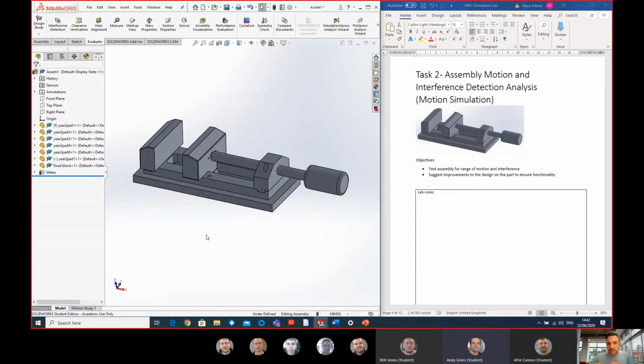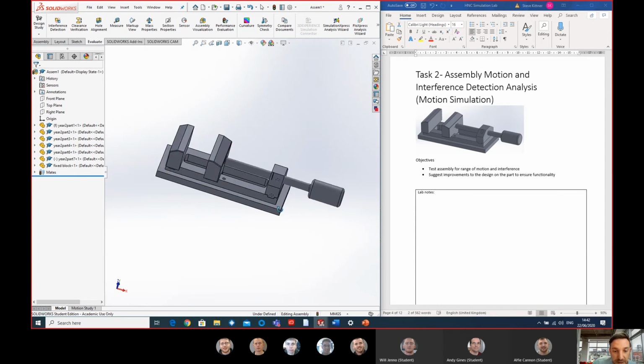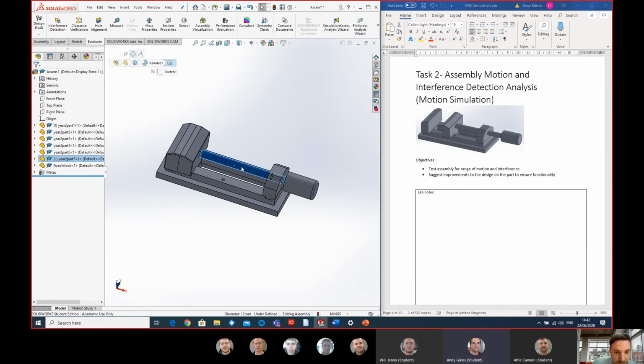Okay, so the next one we'll look at then is some assembly motion simulations. So we're not going to simulate any statics with this or run any specific simulations. What we're going to do is just check over this assembly. So this is a little assembly that a student made a couple of years ago for me. And it's a little machined vise. And I thought this would be good just to show you a couple of things that we do with this.